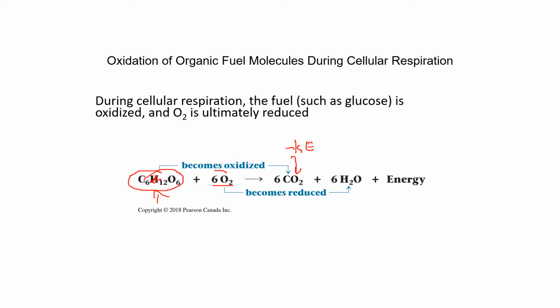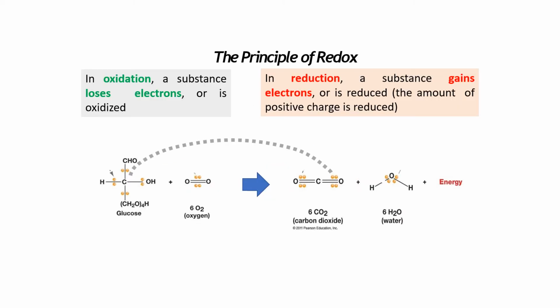On the other hand, the oxygen is now not sharing electrons with the other oxygen, now it's sharing the electrons with the hydrogen, so now it will have a higher energy compared to before, and this becomes reduced. So now let's try to see this in terms of electrons. Here we have the glucose, and let's see what happened with the carbon dioxide. Try to see what happened with the electrons.